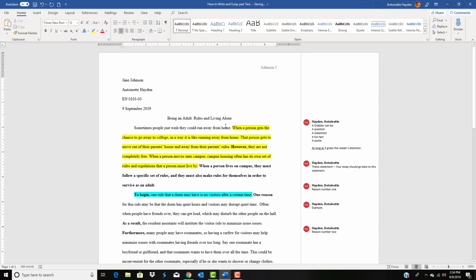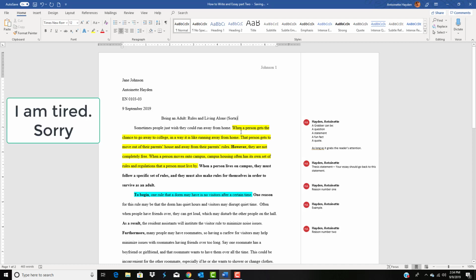Being an adult, rules and living alone. And you put sort of, as a bit of a hint, that you don't always get to live alone when you live on campus.